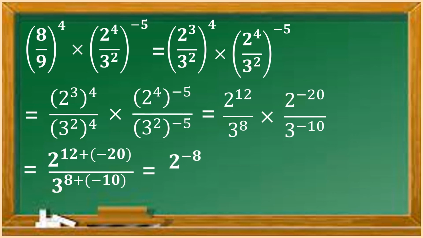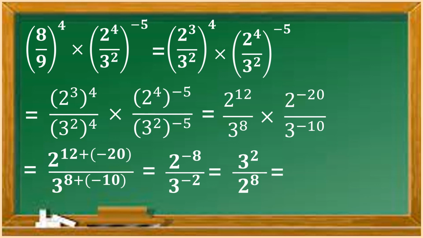So we have 2 to the power of negative 8 over, what is 8 minus 10? Very good. It is equal to negative 2. So we will be having in the denominator 3 to the power of negative 2. Simplifying further, because we have negative exponents, we are going to have the reciprocal. So 3 squared, or 3 to the power of 2, over 2 to the power of 8.